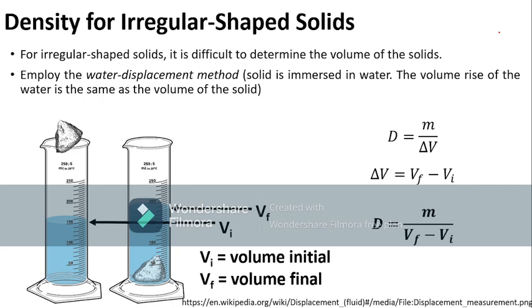Like in the picture, let's say we have water in a graduated cylinder, so we know the volume. This is the initial volume reading of the water. Then, when you put the solid in here, the tendency is that it will sink. So you should expect that the density of your solid is higher than the density of water so that it can displace it.